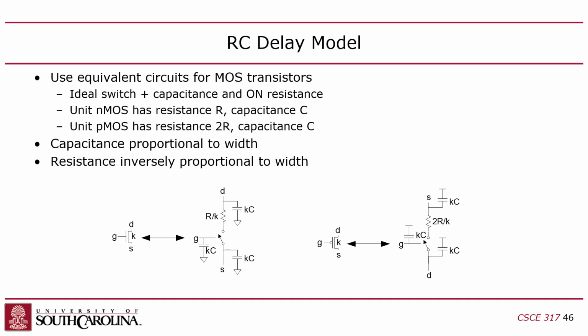Why? Because the ground here is the substrate. It's the bulk. It's the body, right? The body is grounded for this guy. But remember, for a PMOS, it's the opposite. A PMOS has a capacitor for the source and drain, but it's to VDD because it's the well. Its substrate is VDD. Likewise, its gate is a capacitor to VDD as well. You guys with me? All right.